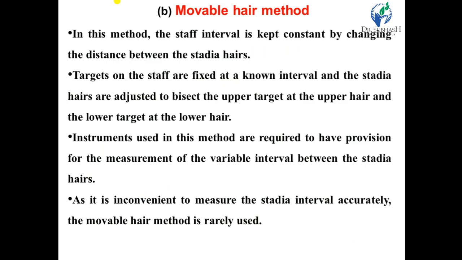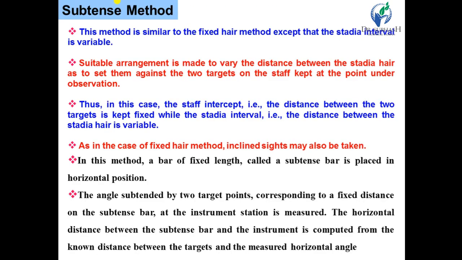Now we are moving to the movable hair method. In this method, the staff interval is kept constant by changing the distance between the stadia hairs. The targets on the staff are fixed at a known interval, and the stadia hairs are adjusted to bisect the upper target and the lower target. Instruments used in this method are required to have a provision for measurement of the variable interval between the stadia hairs, so it is convenient to measure the stadia interval accurately. The movable hair method is rarely used.